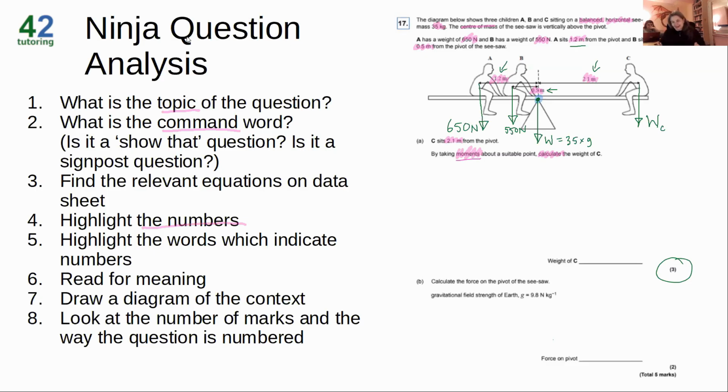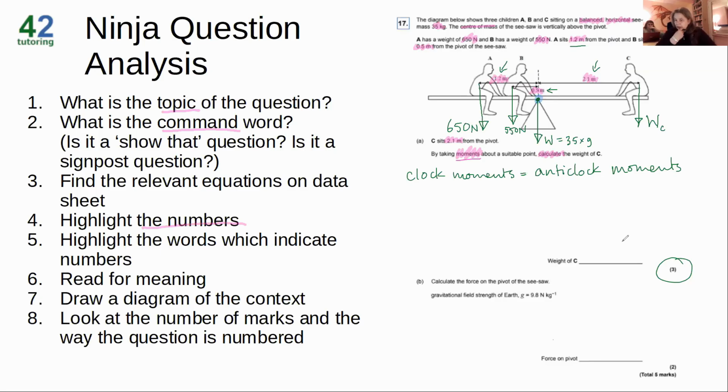Okay, so we are going to use the principle of moments, right? So we're actually going to do this. The clockwise moments equal the anti-clockwise moments. I'm always in the way. Okay, and that's the principle that we're going to use.